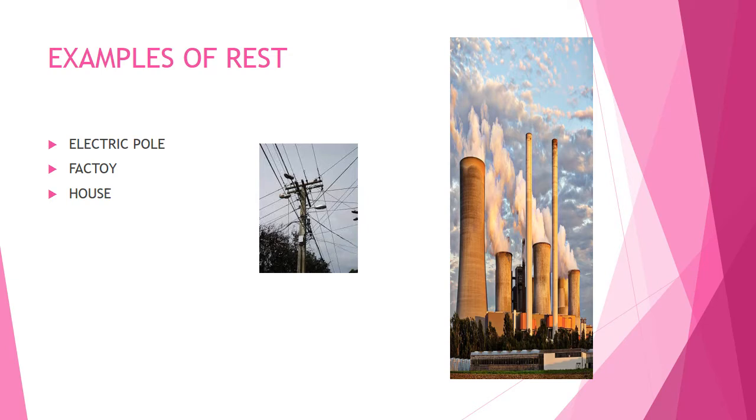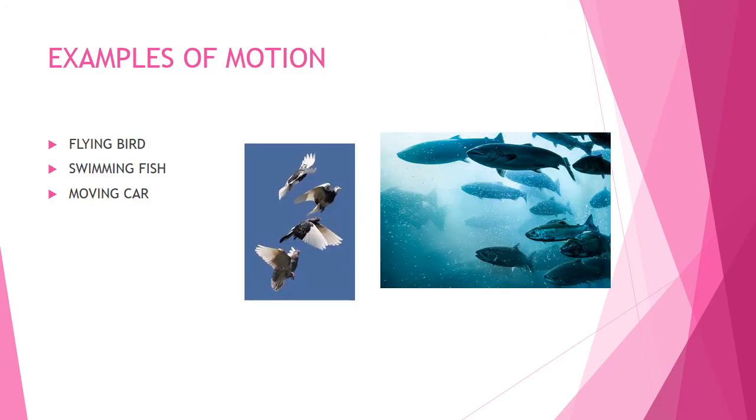So now we can see some examples of rest: electric pole, factory, house, then buildings. All these, you know, will not change their position, they are fixed. These are the examples of rest. Examples of motion: flying bird, swimming fish, moving car, a boy running, satellites revolving around the earth, the solar system. All are examples of motion, those that are changing their position.